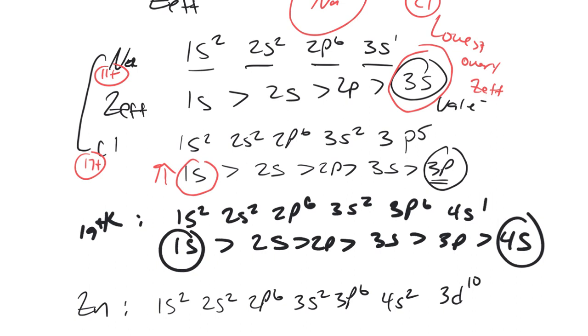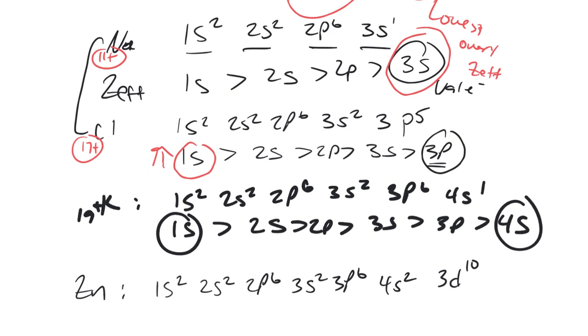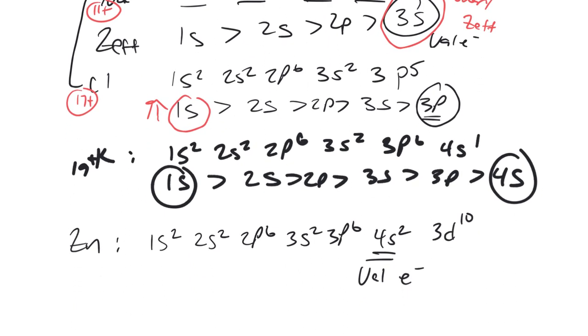Now, quick question for zinc. How many valence electrons does it have? Those are the only two valence electrons. According to our rules, it's the outermost shell, so these are the two valence electrons. Remember how I said earlier the valence electrons should experience the overall lowest effective charge? So the effective charge for zinc is actually going to go in this order.